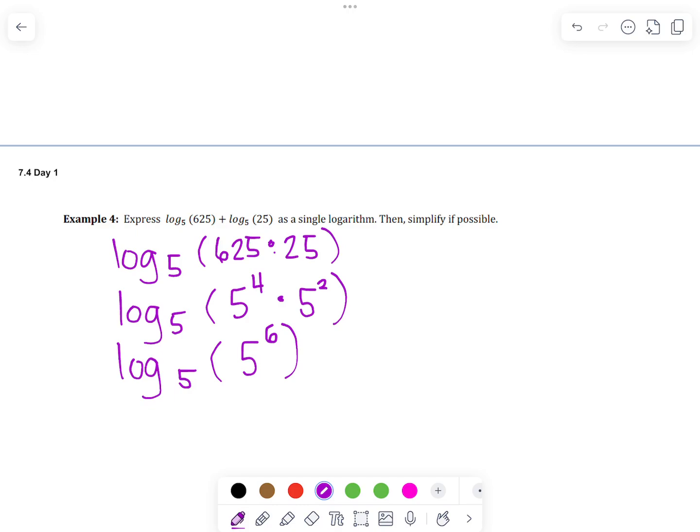Now we have a logarithm of base 5 and an exponential of base 5. So we can use our inverse property, and they undo each other, so we're just left with the value of 6.